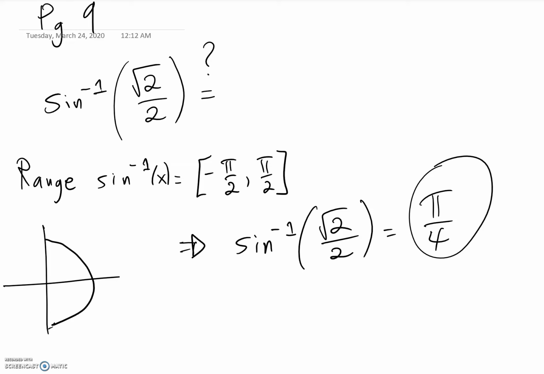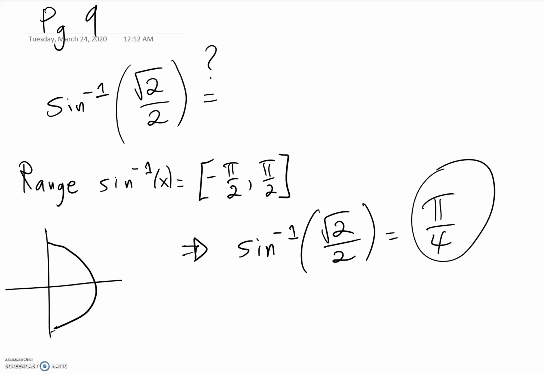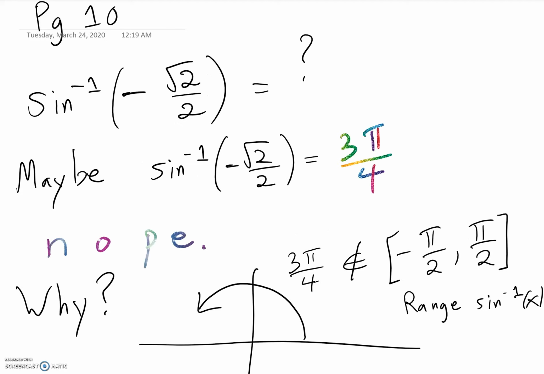Remember that your outputs of your inverse trig functions, whatever you write down, you need to make sure it is within the range of the inverse trig function. So let's take a look at this next problem. What is sine inverse of negative root 2 over 2? Perhaps you take a look at this at first and you ask yourself this question: sine of what angle equals negative root 2 over 2? And you say, oh, looking at the unit circle, sine of 3 pi over 4 equals negative root 2 over 2. That is a true statement. So perhaps you write down that sine inverse of negative root 2 over 2 equals 3 pi over 4.